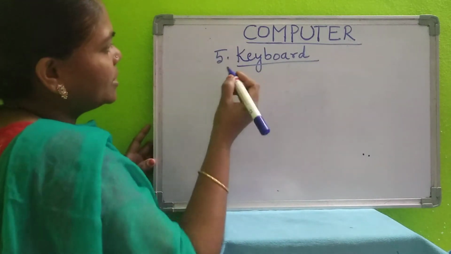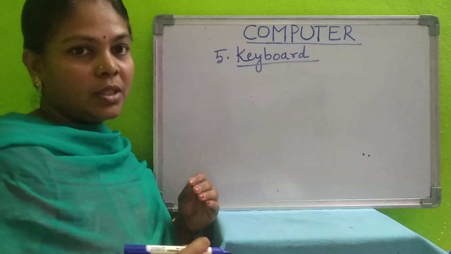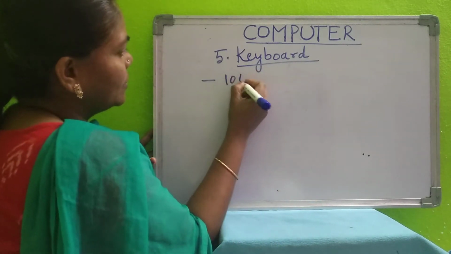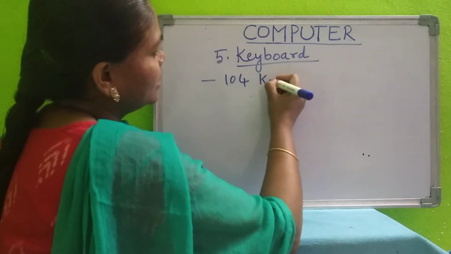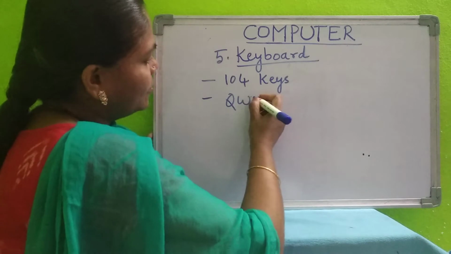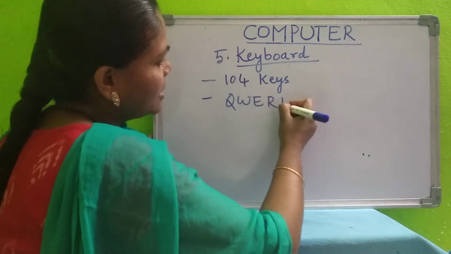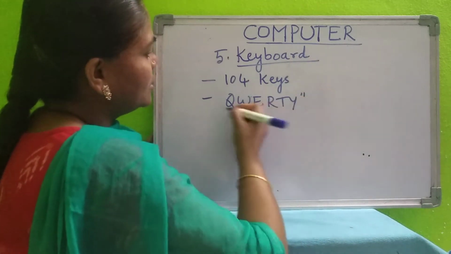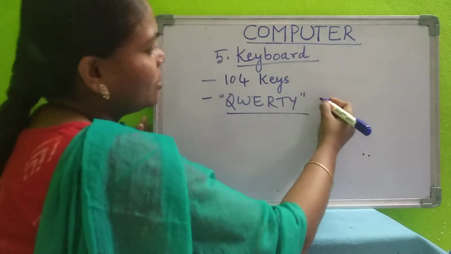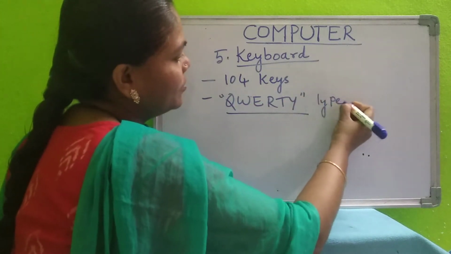Okay. So how many keys are there on keyboard? Total 104 keys are there on keyboard. So this is a QWERTY type keyboard. So the starting letters are QWERTY. So these 6 letters are the starting letters on the keyboard. So it is called as QWERTY type keyboard.